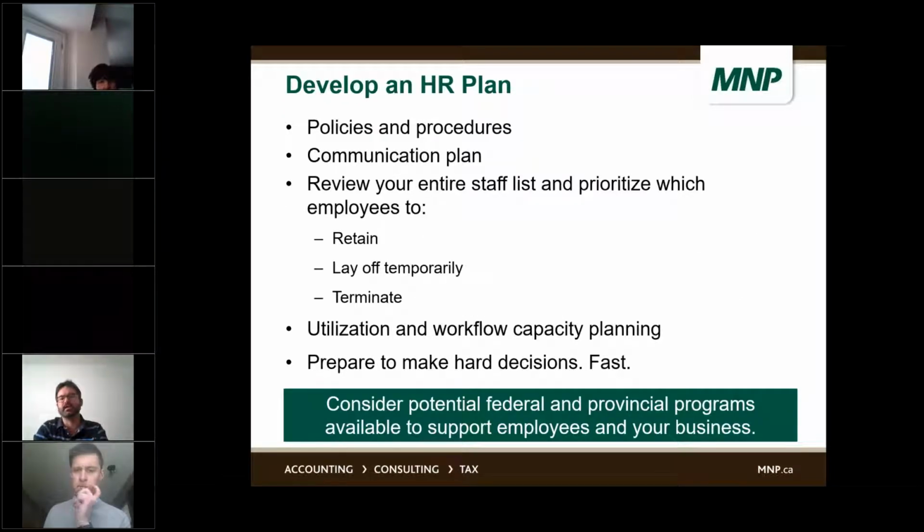Moving over to HR, an area that I've been spending a bit of my time on recently is helping folks develop an HR plan. First and foremost, that's starting with policies and procedures. This is really around trying to mitigate the risk around health and safety with your people, and potential legal liabilities and things like that.